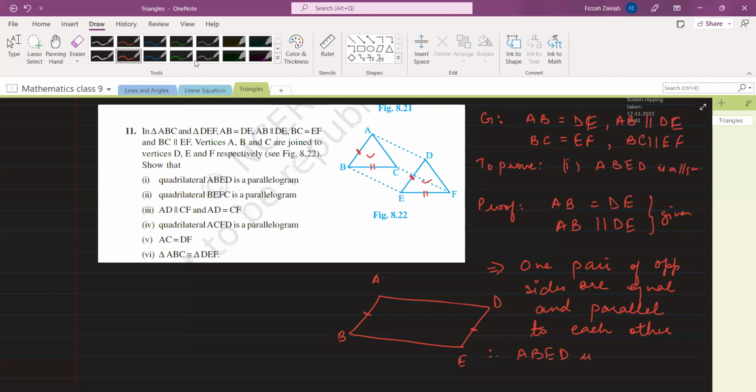So there are two things, remember, they have to be equal also, they have to be parallel also. So if only one pair of opposite sides is satisfying these two conditions, then also we can say it's a parallelogram. So we don't need to think about the other pair of sides, only one pair is enough. Clear? Yes, ma'am.